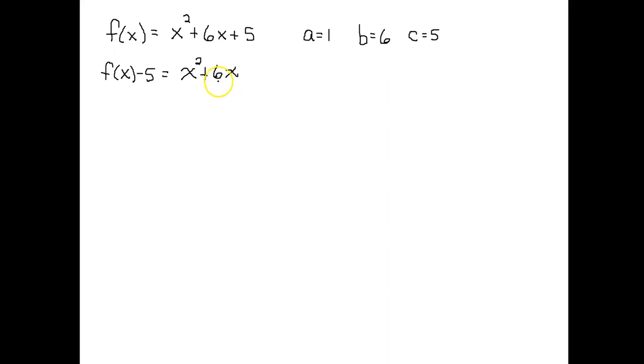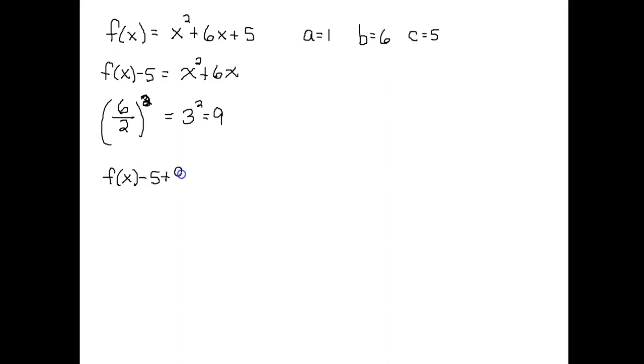Then we take b, which is 6. It's actually going to be b over a because you divide through by a, which in this case is 1. So you take that 6 there, you divide it in half, and then square the result. So you have 3 squared, which is 9. And whatever your result is, you're going to add that to both sides of your function.